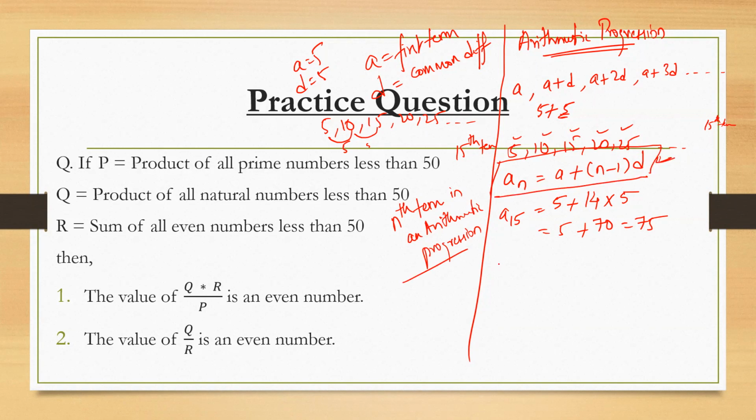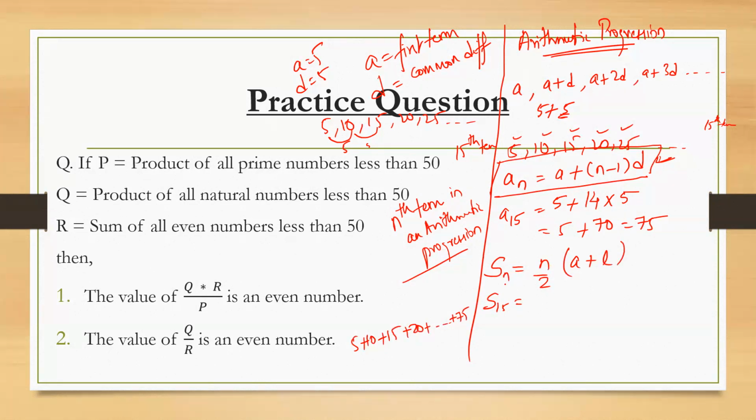Now what do you mean by sum of the elements? If I am taking the sum of all elements, this is written as n by 2 into A plus L. Now what does this mean? It means if I'm calculating the sum of all numbers in the arithmetic progression, let's say all 15 elements starting from 5 till 75, if I have to add all of them together, what will be the sum of the same? That is 5 plus 10 plus 15 plus 20, like this, till plus 75.